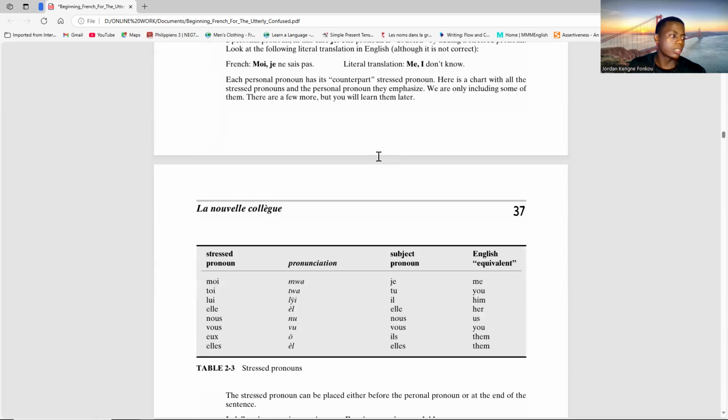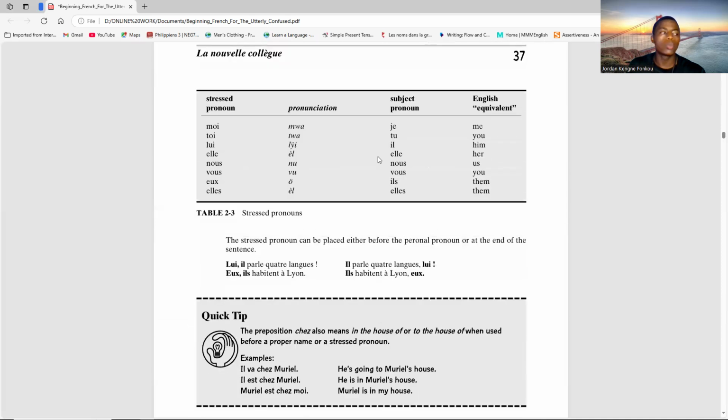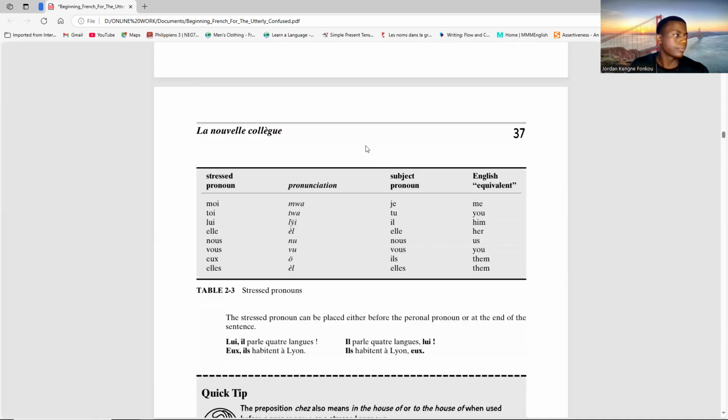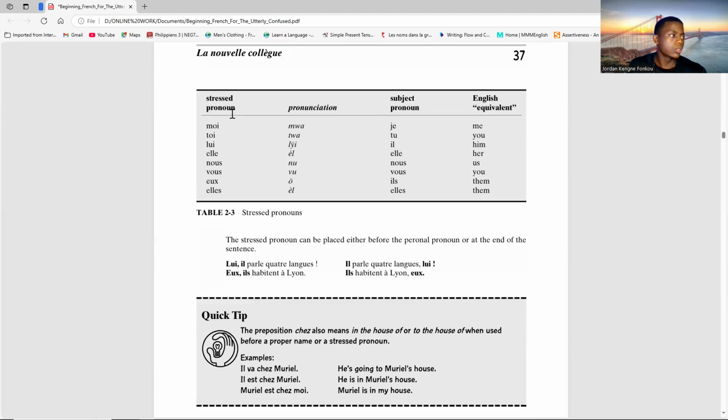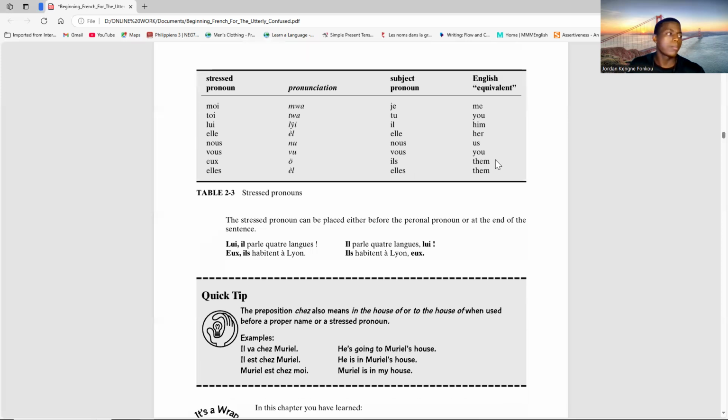Now let's talk about stress pronouns. That's the last part of this chapter, and we'll be done with chapter 2. Stress pronouns. We have moi, toi, lui, elle, nous, vous, eux, elles. Remember, they all correspond to the subject pronouns je, tu, il, elle, nous, vous, ils, elles. In English, moi is me, toi is you, lui is him, elle is her, nous is us, vous is you, eux is them masculine, and elles is them feminine.